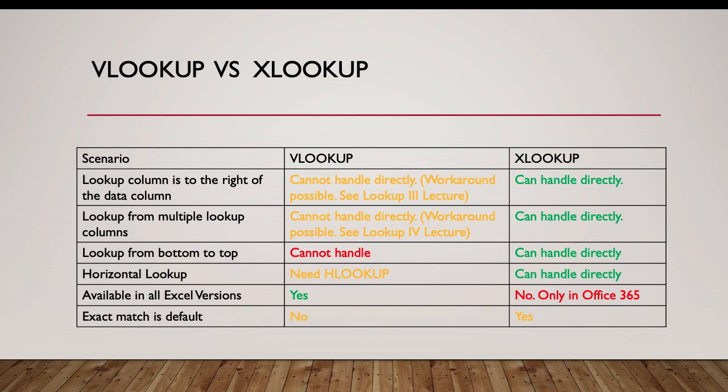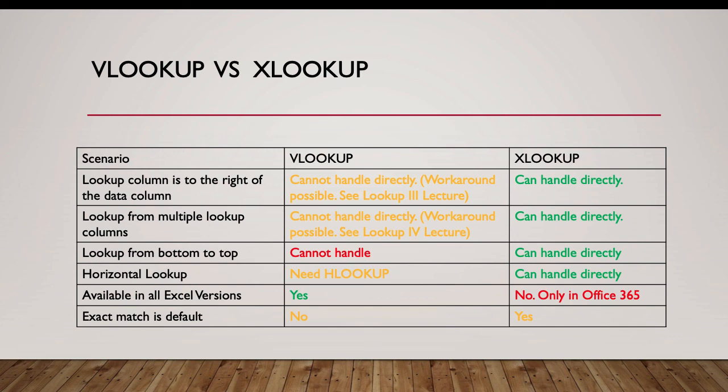A third scenario is where you want to look up from bottom to top. Now VLOOKUP cannot handle this. You have to sort your data in a certain way to allow VLOOKUP to handle this, but XLOOKUP can handle it directly. Horizontal lookup. Now this is not a total deal breaker, because even though horizontal lookup is not possible using VLOOKUP, you also have a HLOOKUP function in Excel which can handle it. However, XLOOKUP can handle vertical lookups as well as horizontal lookups in a single function.